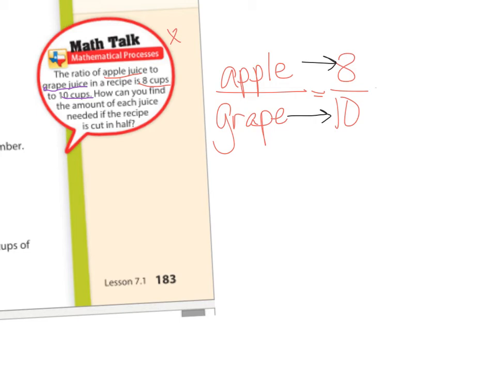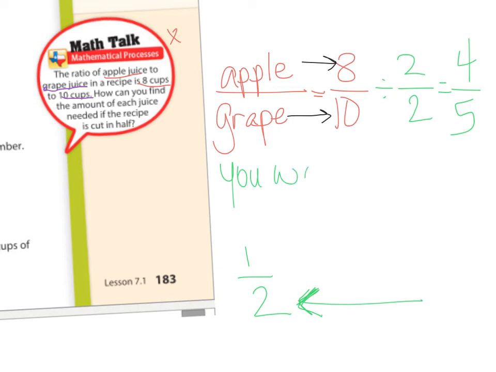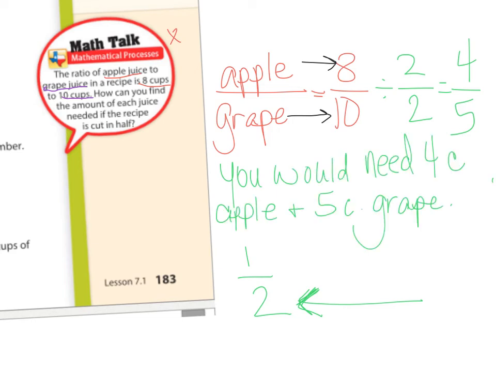What do you do to show something being cut in half? That is dividing by what? Here's 1/2. What would you divide by? You would divide by 2. So cutting something in half means dividing by 2. And what's 8 divided by 2? 4, and 10 divided by 2 is 5. So you would need 4 cups of apple juice and 5 cups of grape juice. Go ahead and write this down. Okay, I want to see this in your notes.